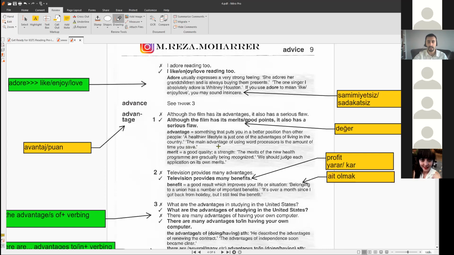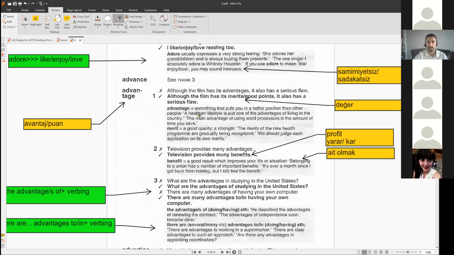The main advantage of using word processors is the amount of time you save. But the meaning of merit or good point, a good quality, is strength. The merits of the new health program are gradually being recognized, or we should judge each application on its own merits. So it's about the quality. Is it good or bad? Fine or not fine? Better or not better? Worse? So it's about the quality, but advantage is the result that you can see in your life.